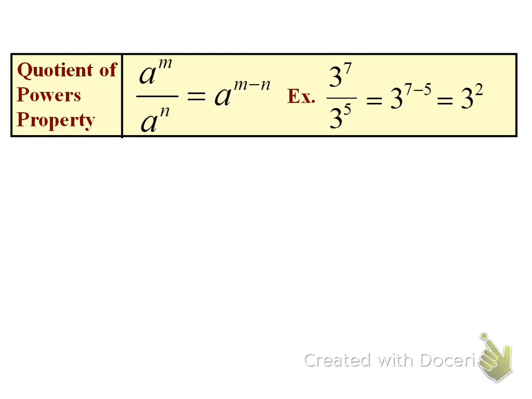Yes? So, can there be different numbers, like, for A on top and bottom? Nope. A has to be exactly the same. If this was like 3 to the 2nd and 4 to the 2nd, there's nothing you could do with that. Nope, they have to be exactly the same.